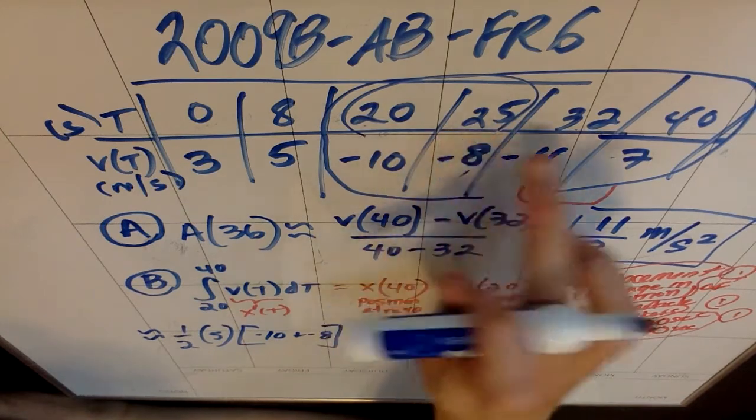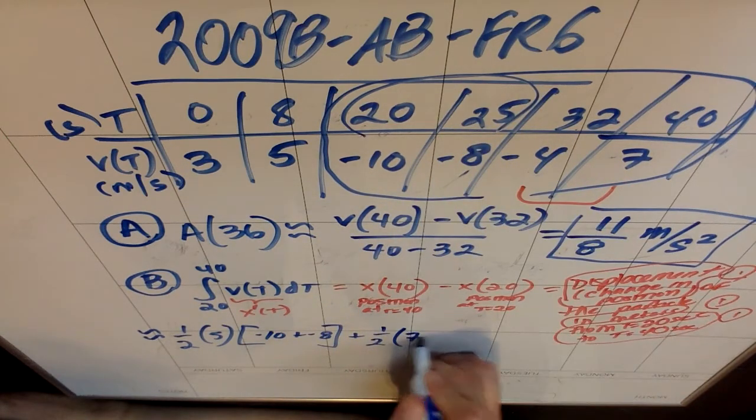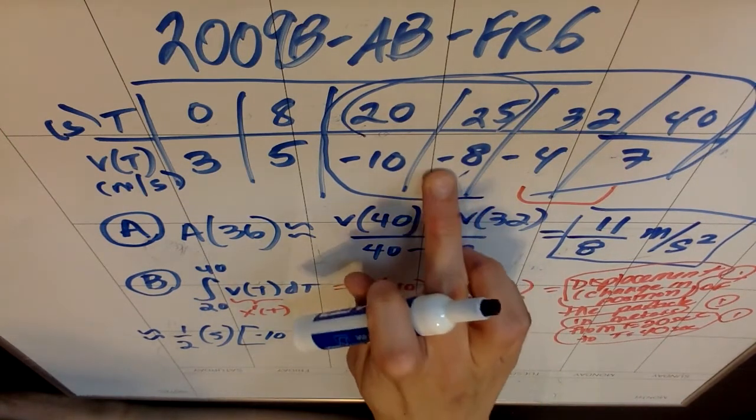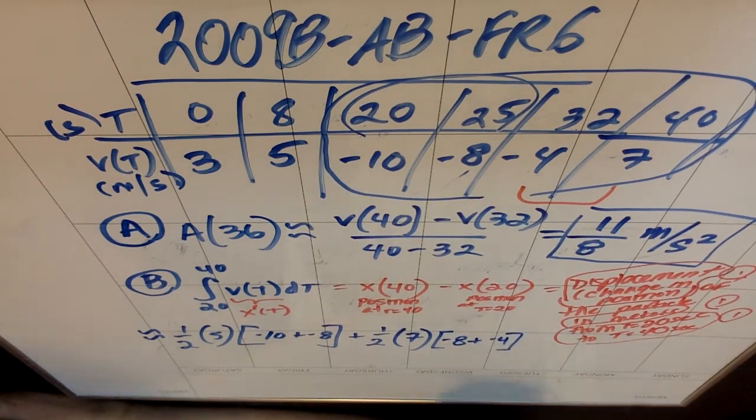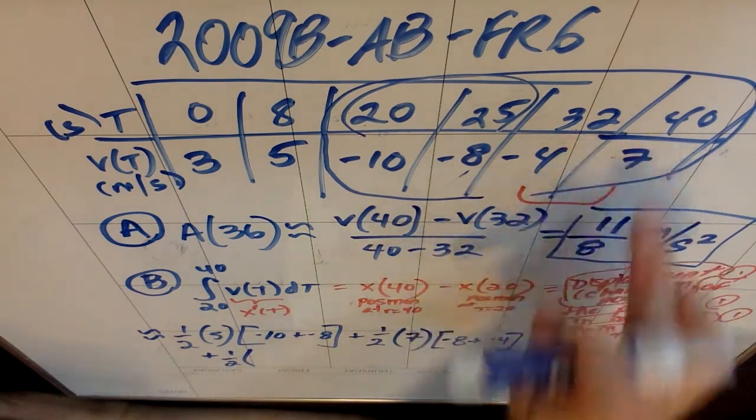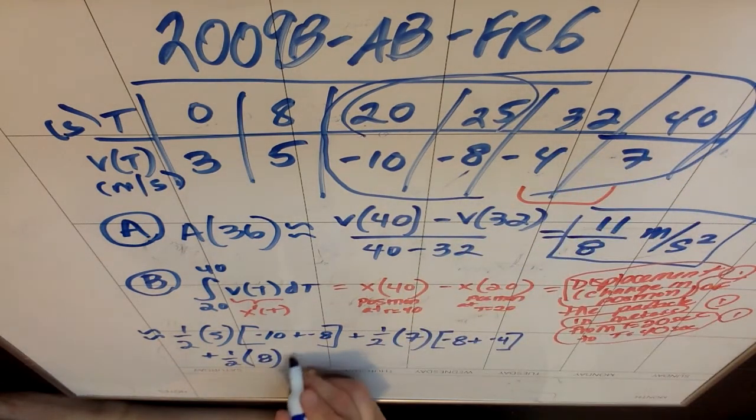The height here is from 25 to 32, so that's a 7, times the sum of the bases, which will be a -8 and a -4, so that's a -8 plus a -4. Probably didn't give myself enough room here, but we'll survive. Plus, the last one is 1/2 the height, which is 32 to 40, so that's an 8, and then the sum of the bases is a -4 plus a 7.